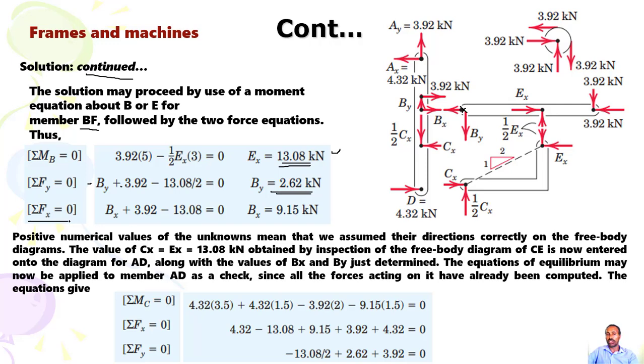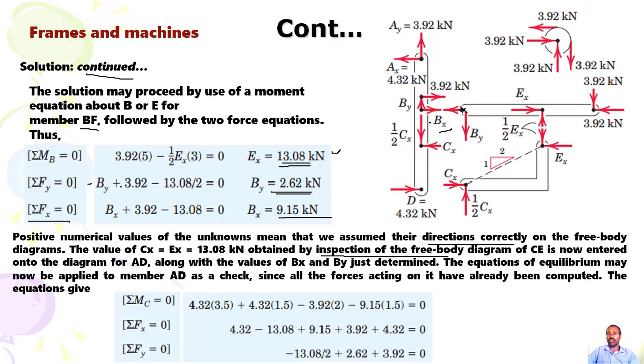Then summation of force in X equal to 0. Then you have BX in this direction, then plus this one, then minus 13.08. Then finally BX can be computed. So positive numerical values of the unknowns mean that we assumed their directions correctly on the free body diagrams. So the value of CX equal to AX, which is 13.08 kilonewton, is obtained by inspection of the free body diagram of C. Then you can enter into the diagram for AD.